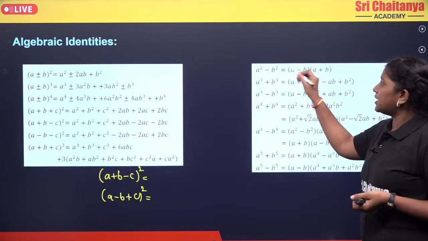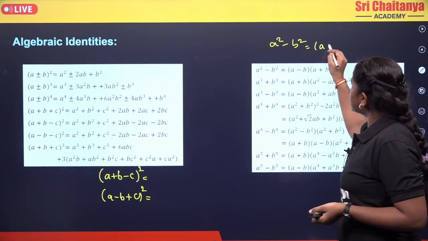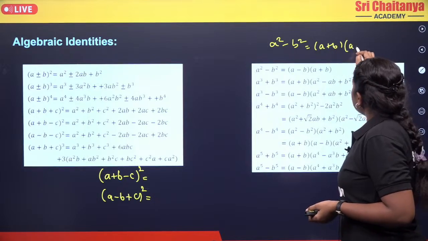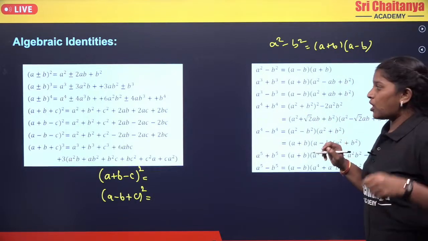Okay, now coming to the next, a square minus b square. How can we get a square minus b square? We already know that it is a plus b into a minus b. Now moving to the next, a cube plus b cube. How can we get it?